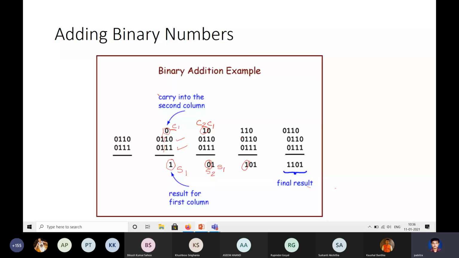So if you have 1, 1, 1, which is 3 in decimal, it is equivalent to 1, 1, which is carry equal to 1 and sum equal to 1. So you have sum equal to 1 and carry equal to 1. And now you have 1, 0, 0, which results in a sum of 1 and a carry of 0. So the final result is 1, 1, 0, 1 with a carry of 0. Okay, so this way you use the rule for single bit addition over multiple columns with a carry.